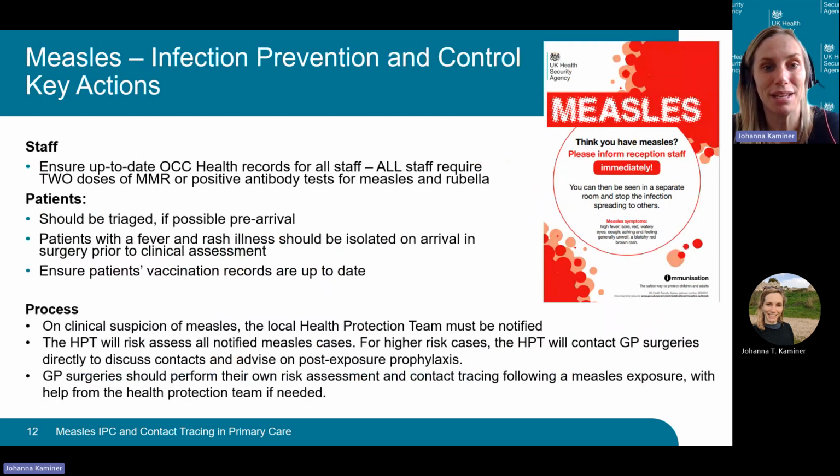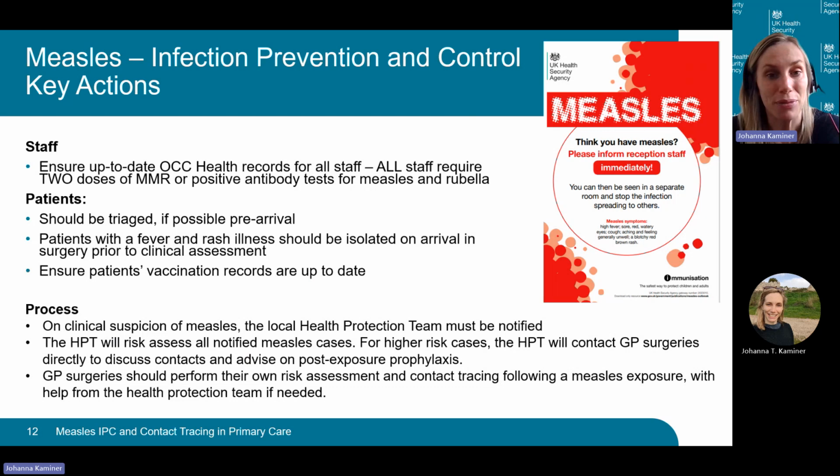So just to reiterate some key points around infection prevention and control. For staff members, ensure up-to-date occupational health records for all staff members, and all staff require 2 doses of MMR or a positive antibody test for measles and rubella. Patients should be triaged, if possible, before they arrive in the surgery, and those with a fever and a rash illness should be isolated on arrival in surgery before being clinically assessed. And it's really important to make sure that patients' vaccination records are up to date.